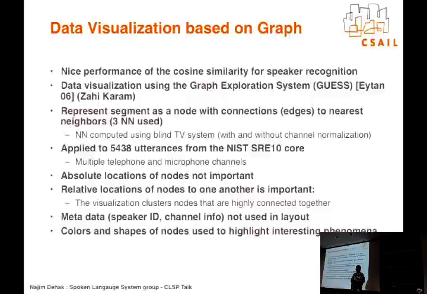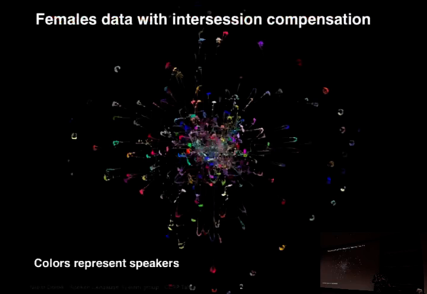Yes. And then from this similarity matrix, we build the three neighborhoods. So each node is related to its three neighbors. So we have a graph, and we use Gephi software to visualize this graph. And this is what happened.